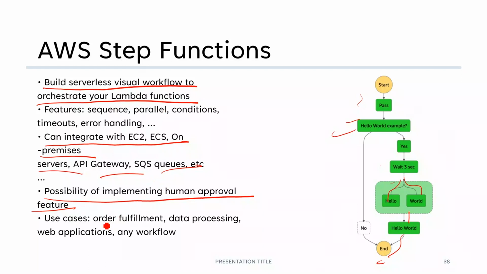Use cases are order fulfillment, data processing, web applications, or any workflow. Order fulfillment goes through certain steps, right? There is an approver, there is a distributor, it will say this order is fulfilled, the payment has been processed, and then it happens. Data processing has multiple steps, right? Data cleaning step done, okay, then go to the next step. Data transformation step done, then go to the next step. Data archiving step done, then that is fine, generate the report. That is how you are going to create your steps.